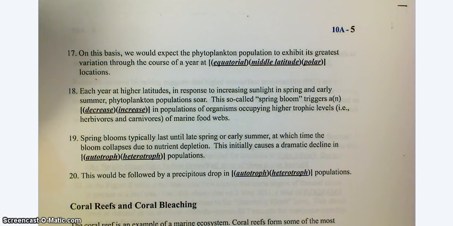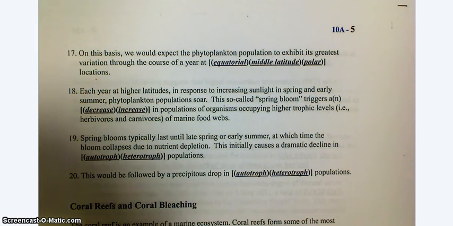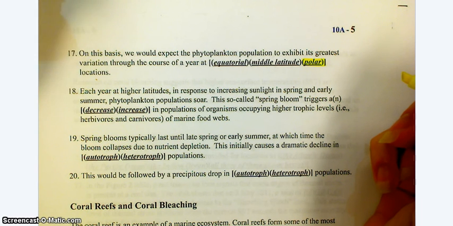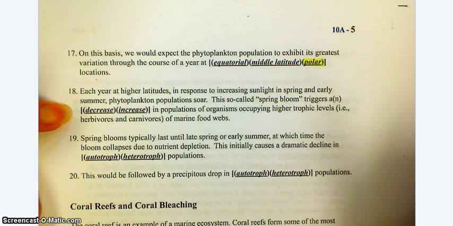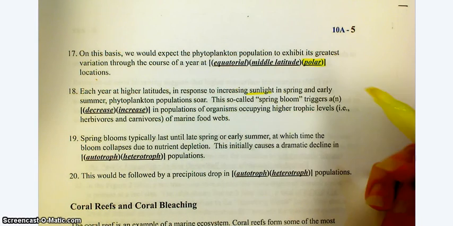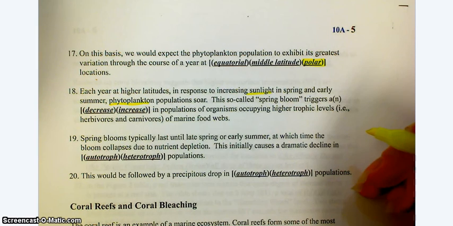On this basis, we would expect the phytoplankton population to exhibit its greatest variation through the course of the year at polar latitudes. Because sometimes we have lots of sunshine and other times of the year we have none at the poles. Number 18, each year at higher latitudes, in response to increasing sunlight in the spring and early summer, phytoplankton populations soar. Okay? This so-called spring bloom triggers what? Okay, well, if you have increasing sunlight, then you're going to have a lot of phytoplankton.